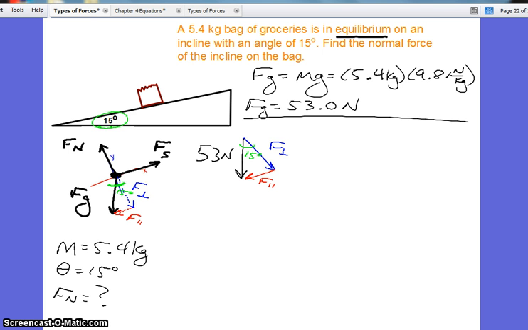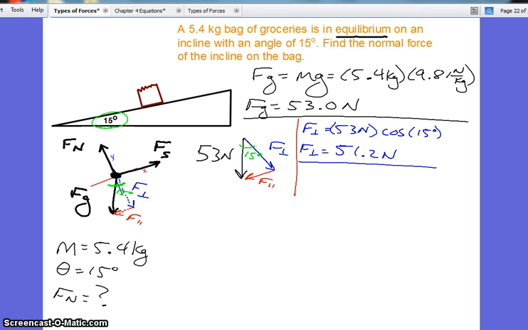So to find the perpendicular component, let's do that first. To find the perpendicular component, that is the adjacent side, and so we want to use cosine: 53 newtons times the cosine of 15 degrees. And we get the perpendicular component to be 51.2 newtons. To get the parallel component, that is the opposite side, and so we want to use the sine. And we get the parallel component comes out to be 13.7 newtons.